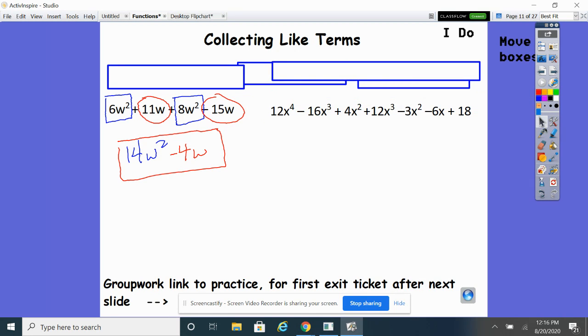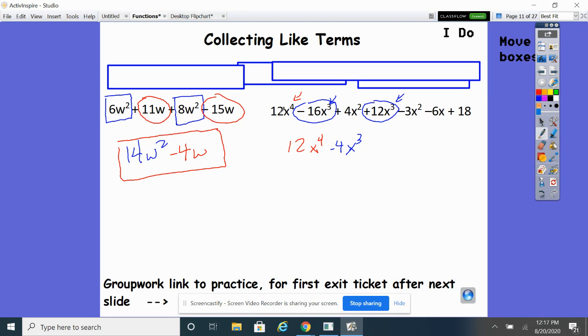Here's a longer problem, but same idea. You've got to look at all these exponents. This guy has a 4. Anybody else have a 4? That's it. 12x to the 4th. This guy is negative 16x cubed. He's got a 3 at the top. Anybody else got a 3? Ooh, there it is. Right there. Keep looking. There could still be another one. I guess not in this case. So negative 16x cubed plus 12x cubed. That leaves you negative 4x cubed.